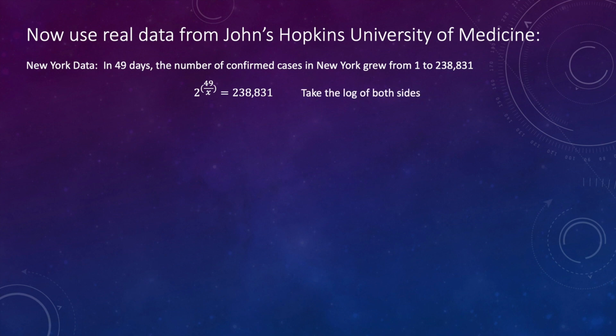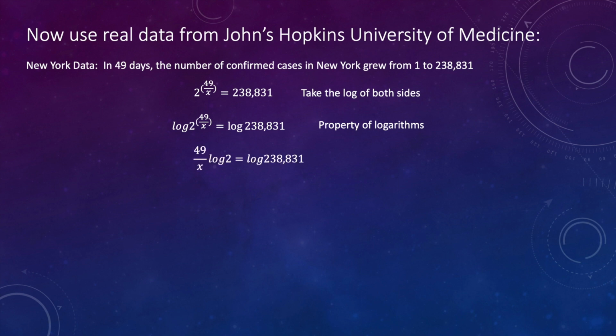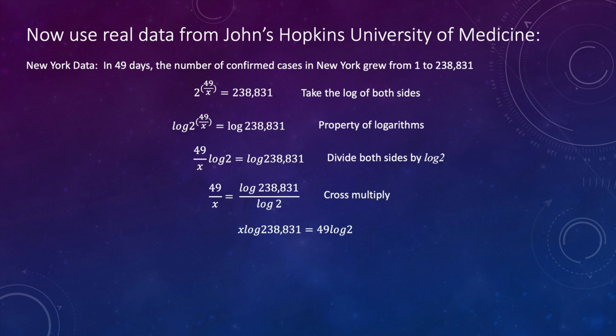We're going to take the log of both sides since the x is in the exponent. Then we'll use the property of logarithms to bring the 49 over x out in front of the log 2. Then we'll divide both sides by log 2. And here we're left with 49 over x equals log 238,831 divided by log 2. We're going to cross multiply, then divide by log 238,831 to both sides. We'll plug this into our calculator, and we will find that x equals 2.74.